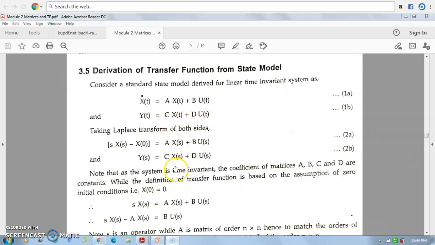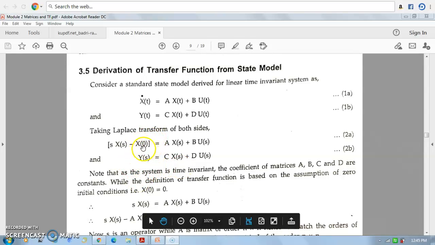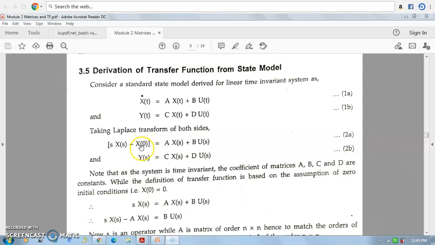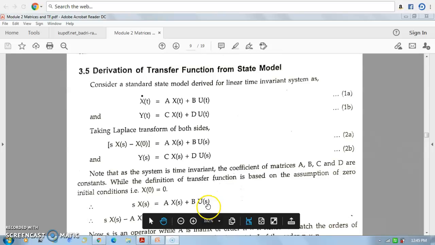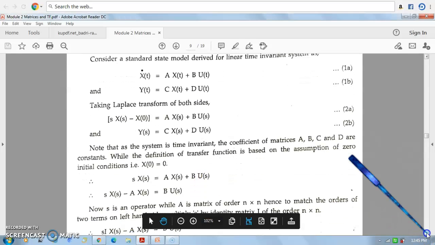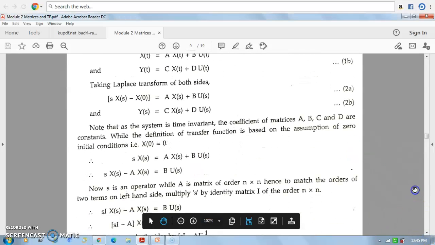Next, see here, y of s is equal to C into x of s plus D into u of s. Next, neglecting x of 0, because this is the initial term, we are neglecting this; it becomes a 0 term. Remaining, s into x of s is equal to A into x of s plus B into u of s. You have to rewrite the equation.